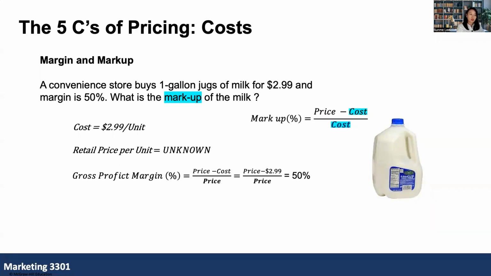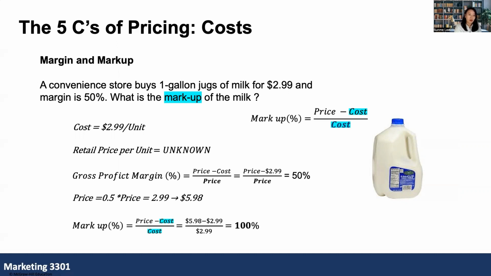So the equation of the margin is price minus cost divided by price. We plug in these numbers here. After we plug in these numbers, we can calculate the price as $5.98. So now we know the price information. So again, we can plug in the numbers and then calculate the markup.